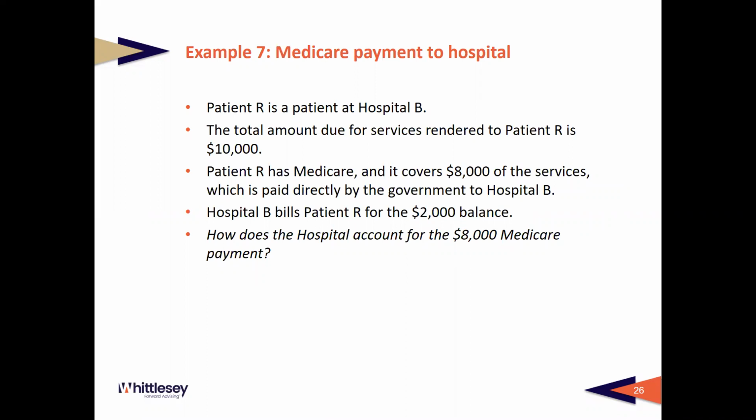And finally, a Medicare payment to a hospital. The patient is at Hospital B. The total amount due for services rendered to this patient is $10,000. The patient has Medicare, which covers $8,000 of the services, and Medicare pays that directly to the hospital. And then the hospital bills the patient for the $2,000 balance. How does the hospital account for the Medicare payment?